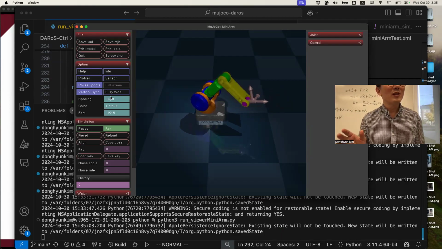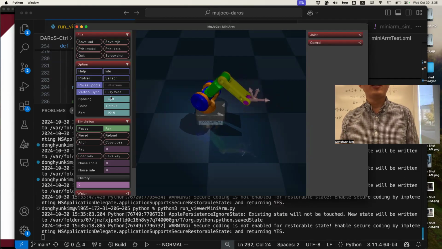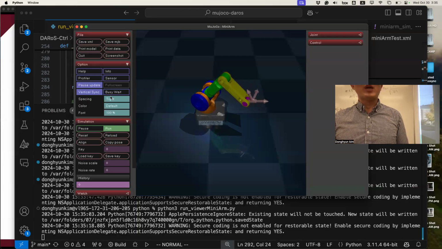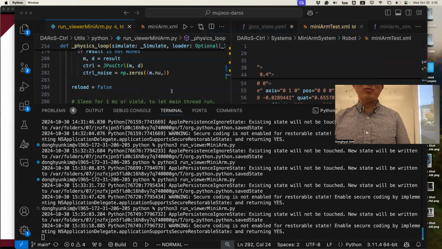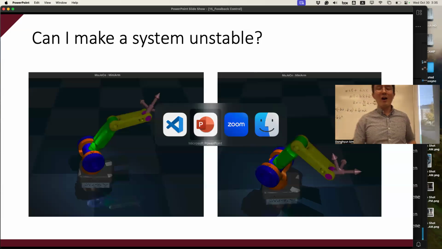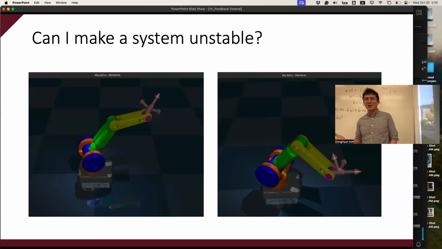Sorry? Numeric error? Maybe. So I said a spring damper is not going to be unstable. It should always be stable if there is no time delay. But our digital feedback controller can be unstable, because it cannot actually behave like an actual spring and damper.